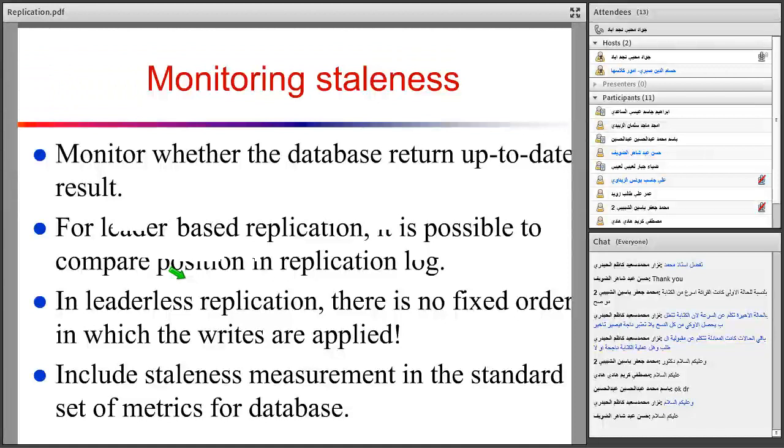Okay, so we need to monitor staleness. Don't forget, a stale value is an old value, a value which is not up to date. So we need to use some process which includes a staleness measurement in the standard set of metrics for the database.